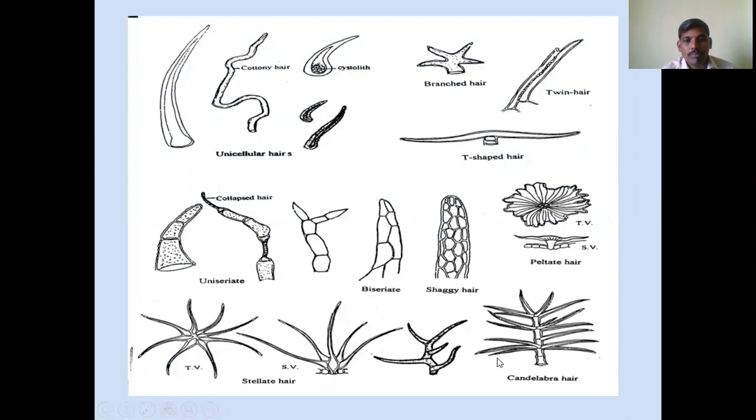Okay. The branched trichomes are arranged in different types. Stellate and peltate hairs are there. T-shaped hairs are there. Unbranched unicellular means cottony hair, and that example is cotton. And systolic means some systolics are present in those hair trichomes.